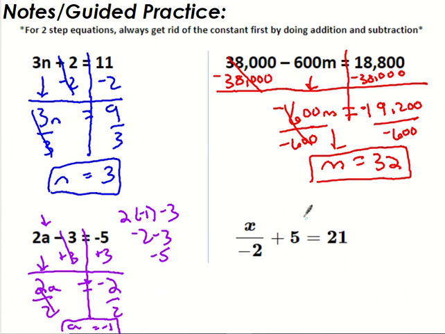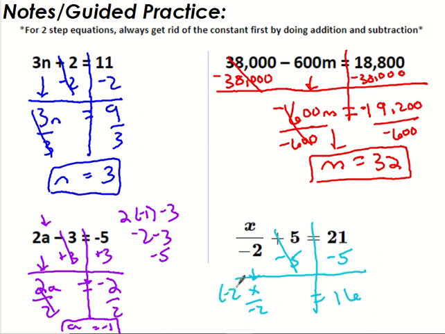All right, this last one here, I want to get rid of my constant first. So I'm going to subtract 5 from both sides. Those go away. I'm left with x over negative 2 equals, let's see, that's 16. So this is division. Fractions are division, so I need to multiply by negative 2 on both sides to make that go away, and I get x equals negative 32. Positive times a negative is negative.